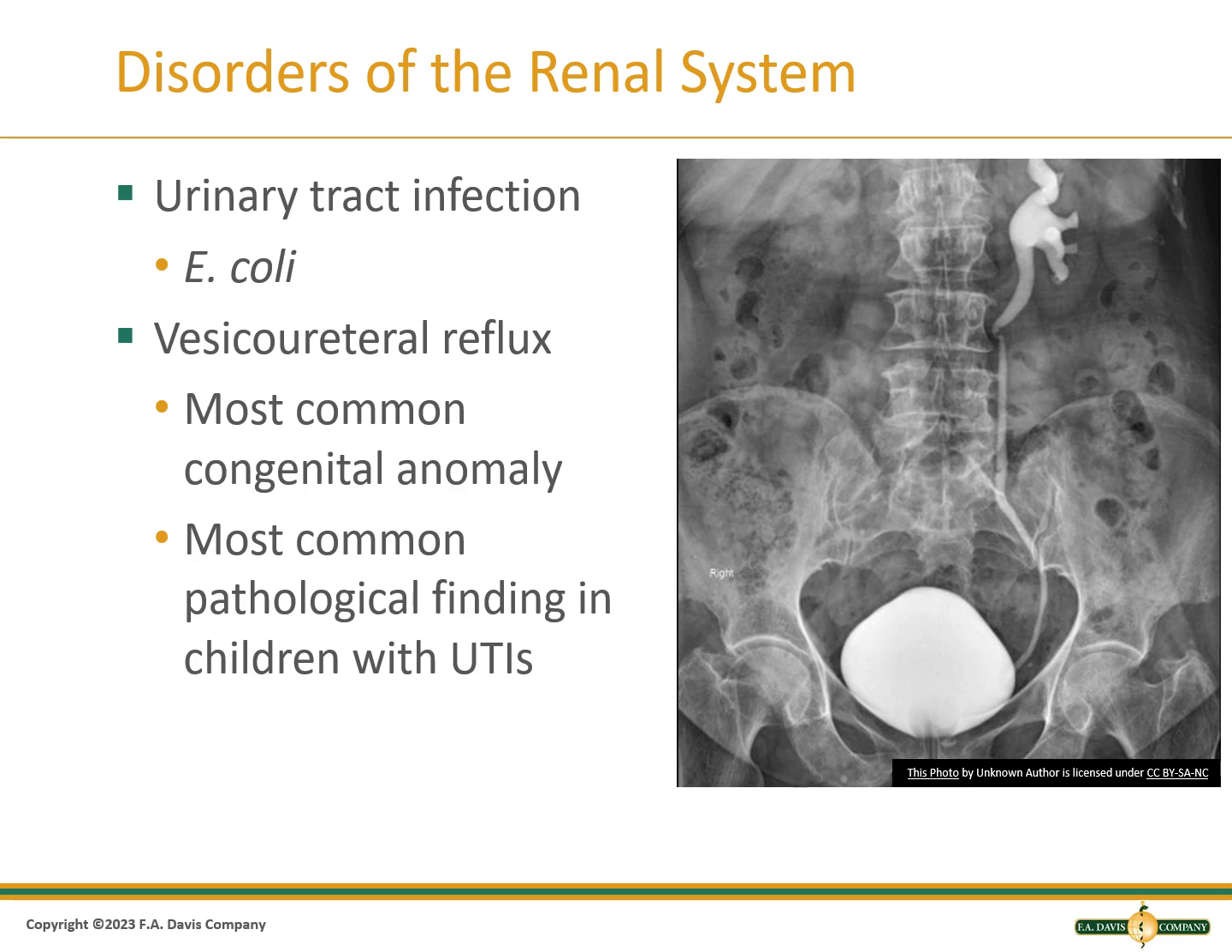Vesicoureteral reflux is a congenital anatomical abnormality. It allows a retrograde flow of urine from the bladder into the ureters and renal collecting system. It is the most common congenital anomaly affecting the urinary tract. In fact, my daughter had this. It increases the risk for UTIs and renal scarring, which can lead to end-stage renal disease.